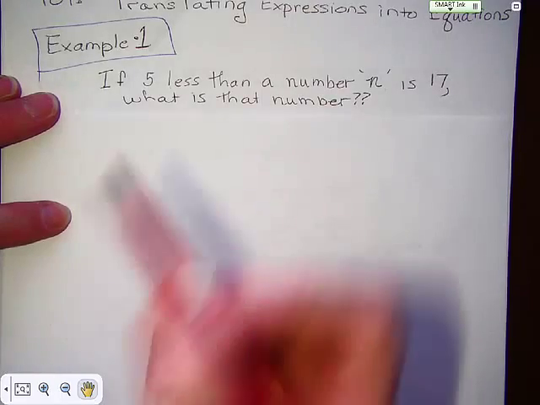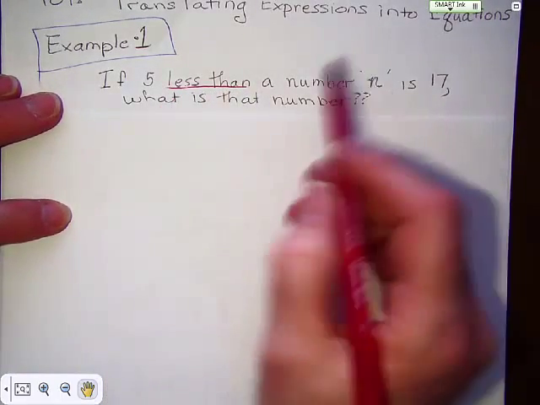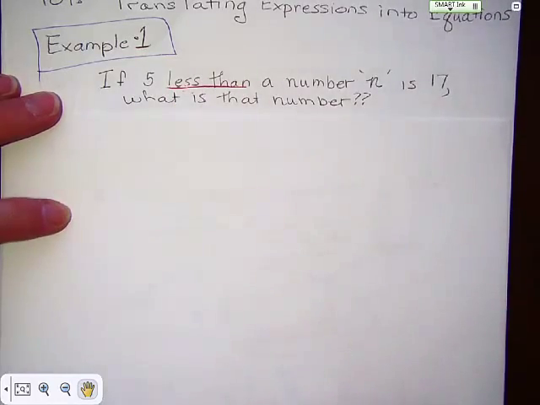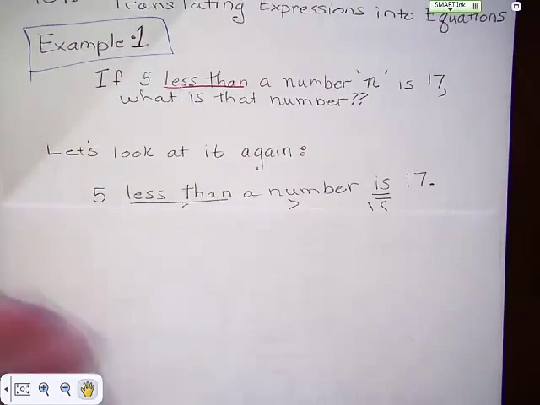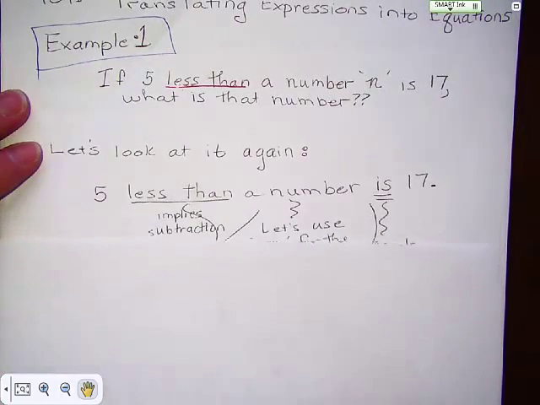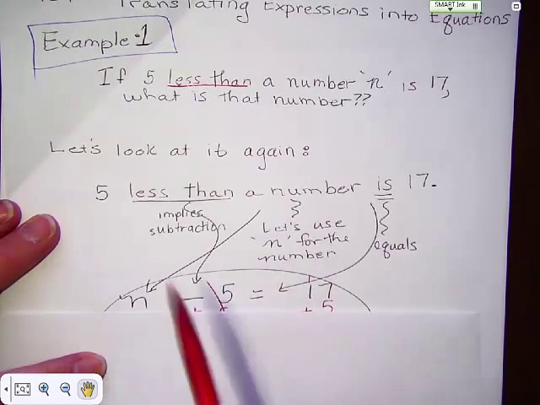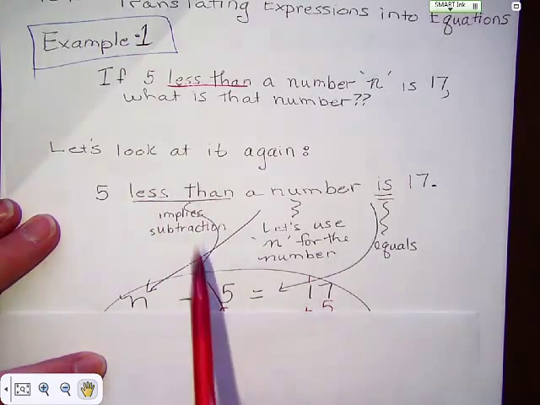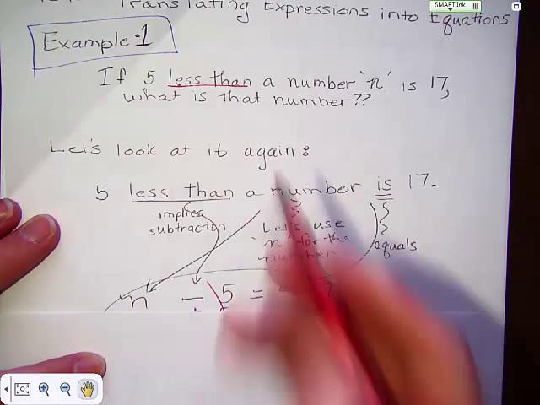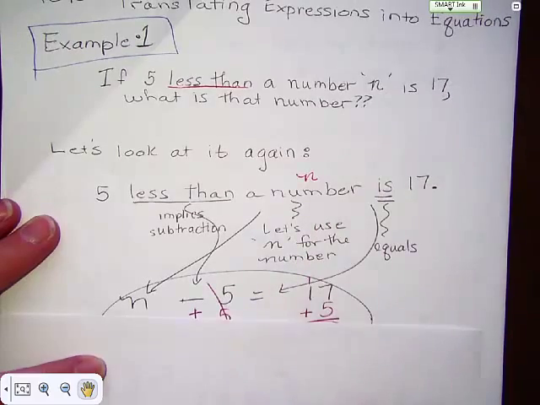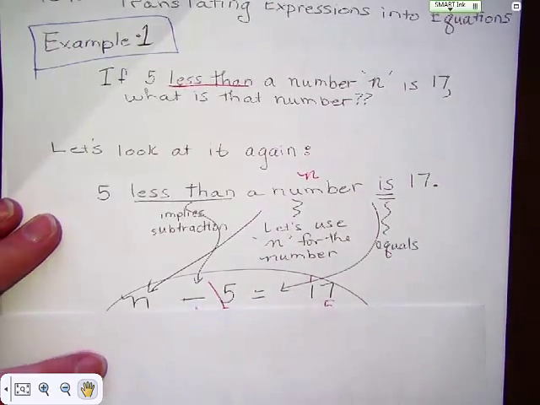Okay, 5 less than, and we've talked about this before. Every time you see the words less than, that means that it's going to go second in the equation. And you'll see right here, we're looking at it again. 5 less than a number is 17. So we've got less than implies subtraction. A number, we can use n for that number, it's a variable. Is means equals.